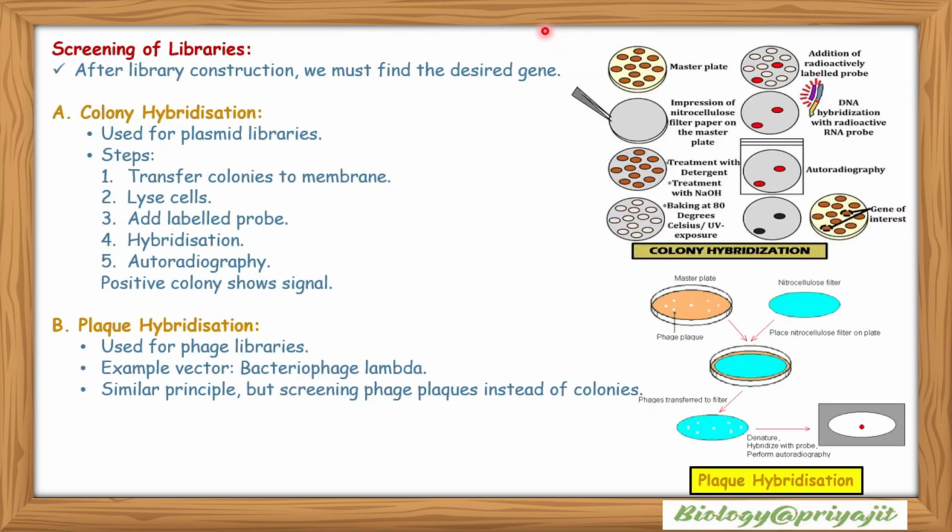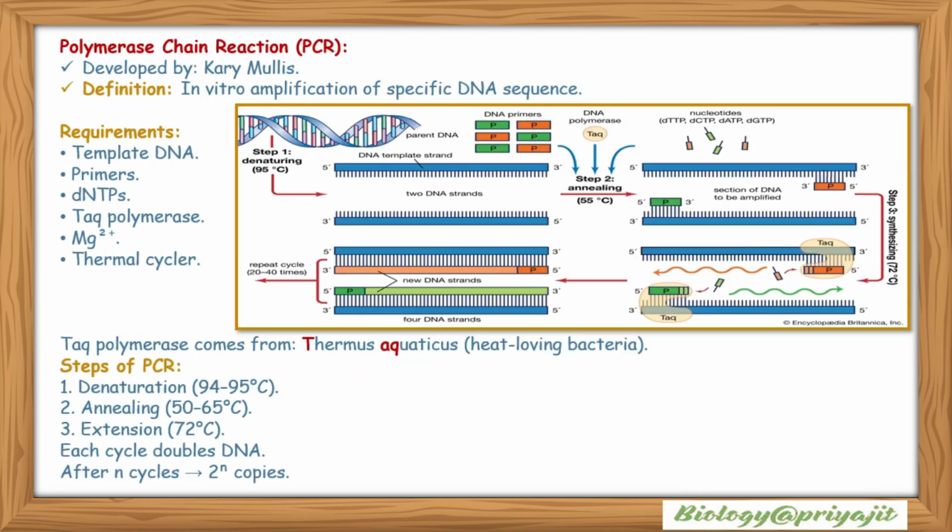Screening of libraries. After library construction, we must find the desired gene. First of all, the technique is colony hybridization, which is used for plasmid libraries. The steps are transfer colonies to membrane, then lyse cells, and add labeled probe, then hybridization, which is followed by autoradiography, and then positive colony shows signal. This is the image showing the colony hybridization procedure. Plaque hybridization is used for phage libraries. Example vector is bacteriophage lambda. Similar procedure, but screening phage plaques instead of bacterial colonies.